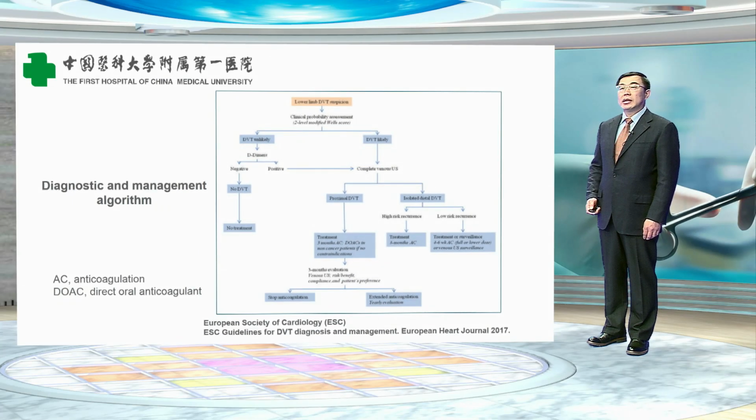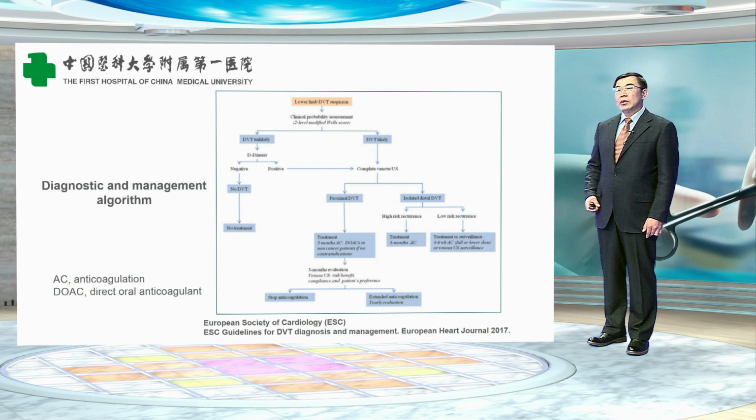This slide shows the diagnostic and management algorithm from the DVT guidelines of the European Society of Cardiology. From the right side, you can see the patient was suspected with DVT. The patient can receive D-dimer testing. If the D-dimer testing is negative, it renders the patient's DVT unlikely.